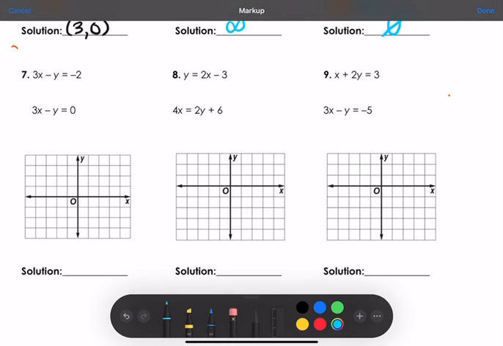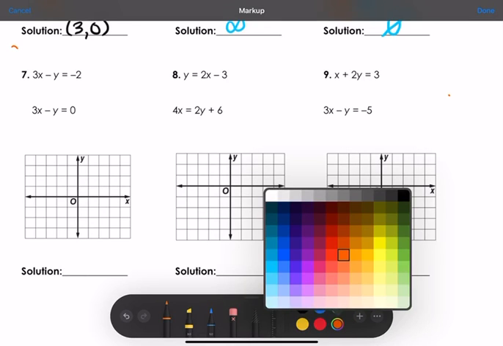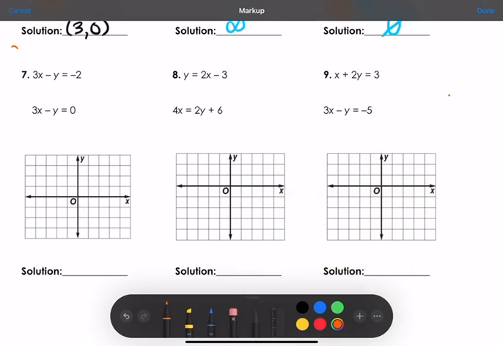to this next one, number 7. Okay, need to get y by itself. I'm going to subtract 3x from both sides. I get negative y equals negative 3x minus 2, divide everything by negative 1, and I get y equals negative 3 divided by negative 1 is positive 3, negative 2 divided by negative 1 is positive 2. So my slope is 3, my intercept is 2.